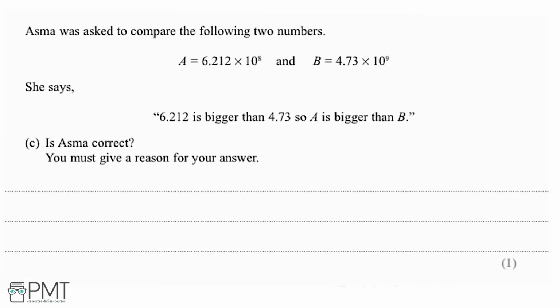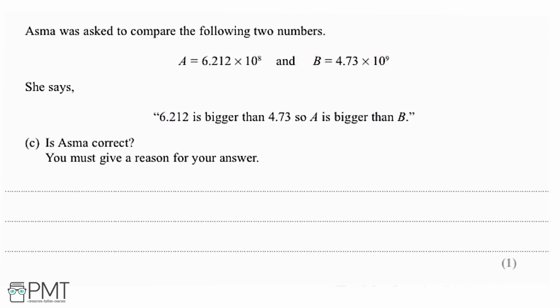Asma was asked to compare the following two numbers. We've got A here and B here. She says 6.212 is bigger than 4.73, so A is therefore bigger than B. And we need to work out if she's correct, giving a reason for our answer. So looking at our statement, we think it could make sense because this number is bigger than this number. However, if we look a bit closer at A and B, we can see that we've got a different number here. We've got 10 to the power of 8 here and 10 to the power of 9 here.